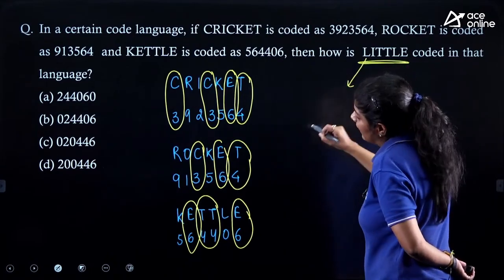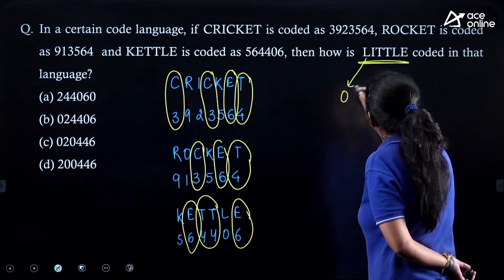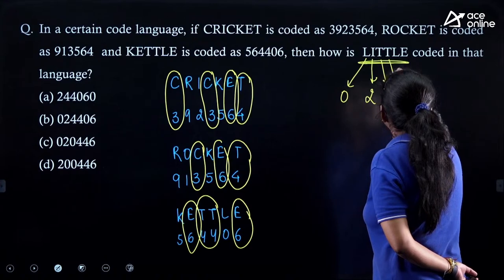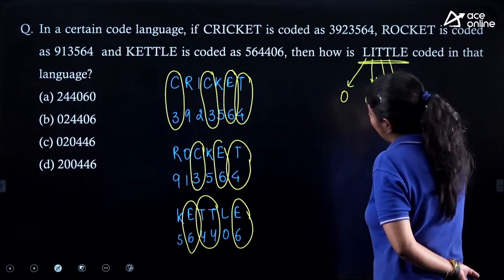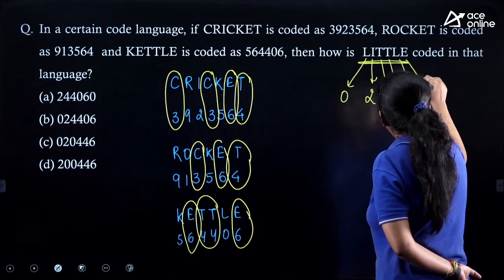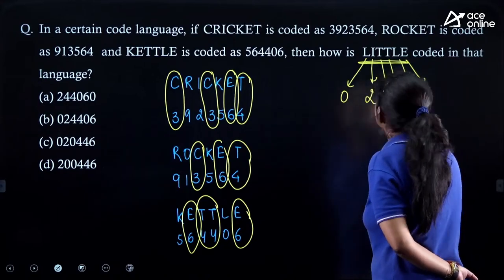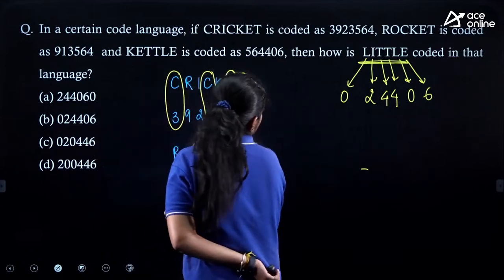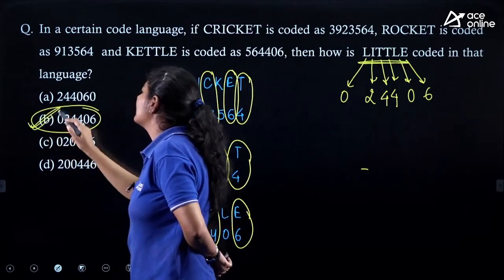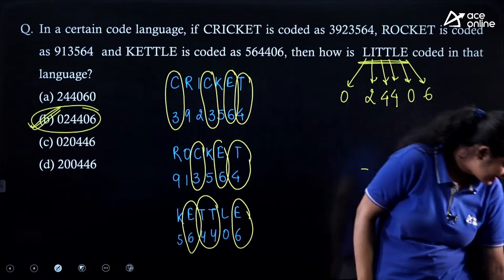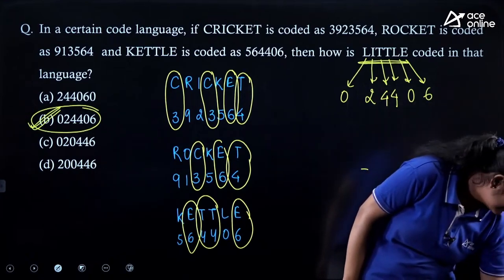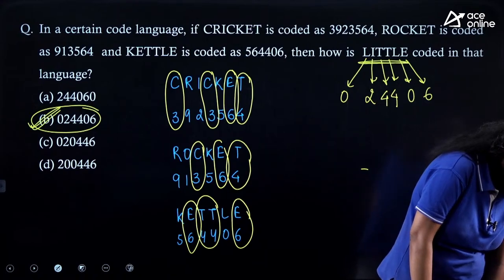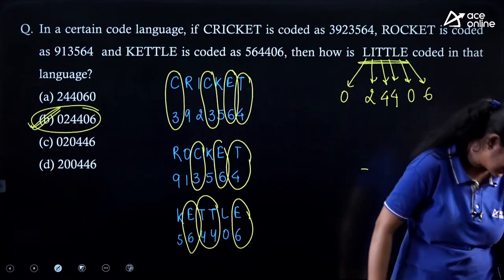So for L, we have 0. For the I, we have 2. For the T, we have 4, and for the L again we have 0, and for the E, we have 6. So my answer is 024406. Option number B is the correct one, right? It's quite easy. Very good. Very good mark. Very good Mansa, right?